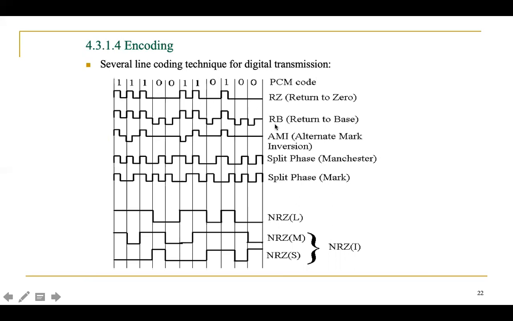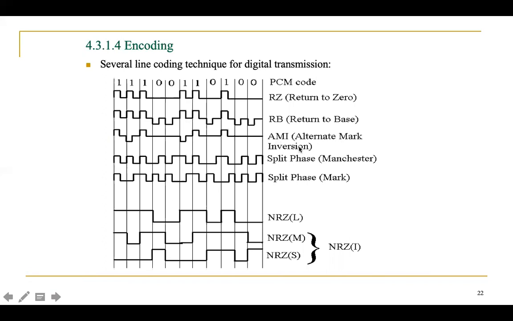For return to base, you can see that this is one. You have base, this is base, and you have zero at the bottom here. So one, return to base, one, return to base, one, return to base, and then zero, return to base, zero, return to base, one, return to base. So that is RB, return to base.